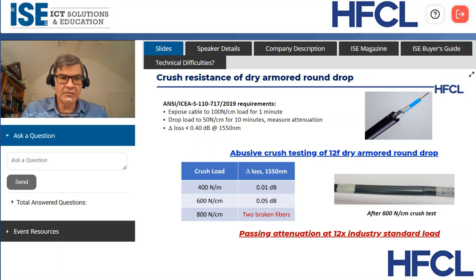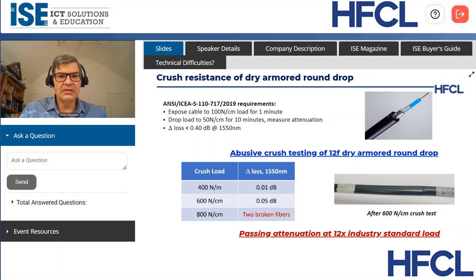The American National Standard for Drop Cable, ICEA 717, requires that you expose the cable to 100 Newtons per centimeter, which is about a 200-pound crushing load over a 4-inch wide plate. You do that for a minute, then you drop the load to half that for 10 minutes, and then measure the signal loss. The signal loss can't be more than 0.4 of a dB at 1550.